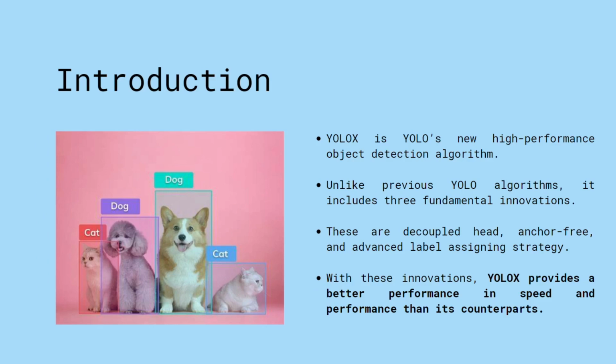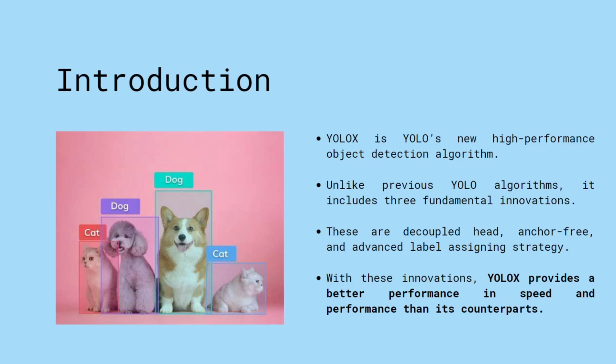First, let me give you an introduction about the YOLOX model. YOLOX is YOLO's new high-performance object detection algorithm. Unlike previous YOLO algorithms, it includes three fundamental innovations. These are decoupled head, anchor-free, and advanced label assigning strategy. With these innovations, YOLOX provides better speed and performance than its counterparts.